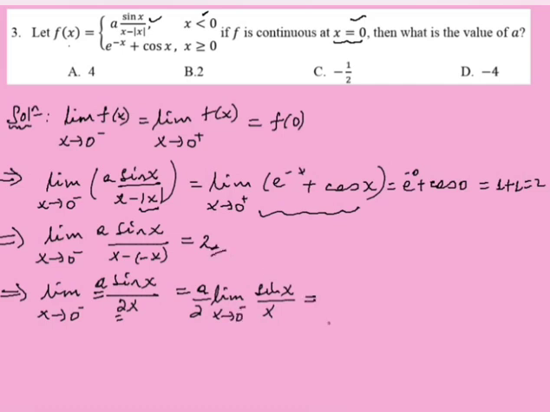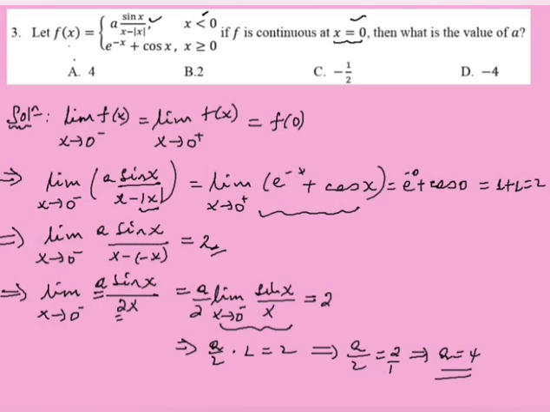This is the same as 2. Okay, but we know that the limit of sine x over x is 1. So this implies a over 2 times 1 is 2. So a over 2 times 1 is a over 2 itself, which is equal to 2. Now using cross-multiplication, a times 1 is equal to 2 times 2, which is 4. Therefore, the value of a must be 4, so that this function will be continuous at x equals 0 whenever a is 4.